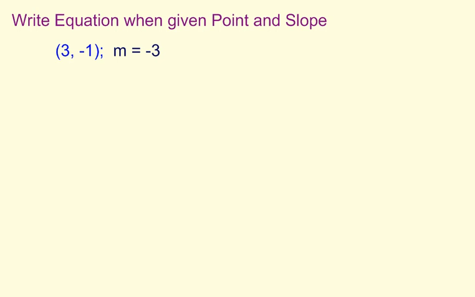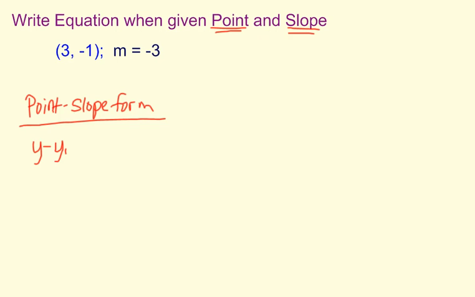Write an equation when given a point and the slope. So when we're given just a point and a slope, there's really only one thing we can do with that, and that is to write our equation in point-slope form. Point-slope form: y minus y1 equals m times x minus x1.